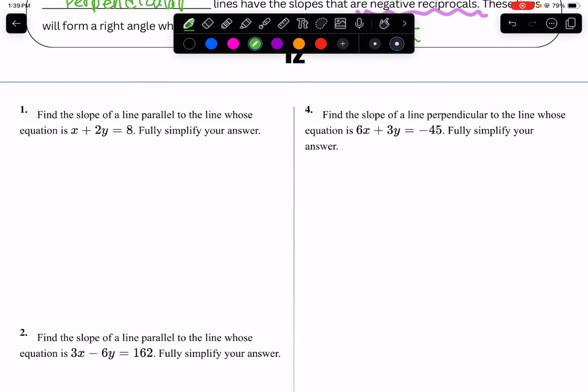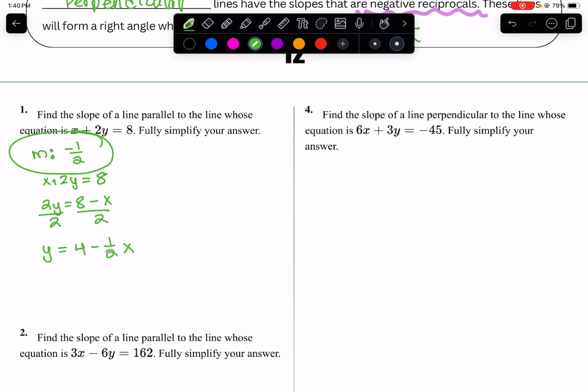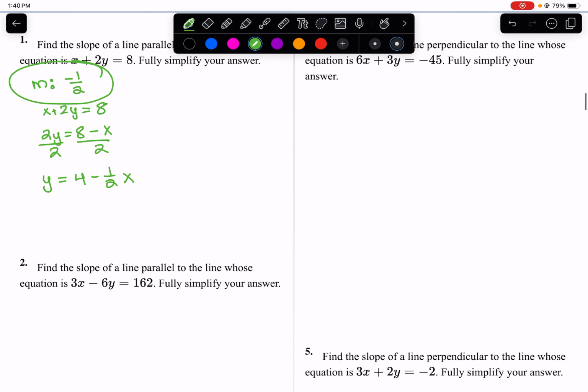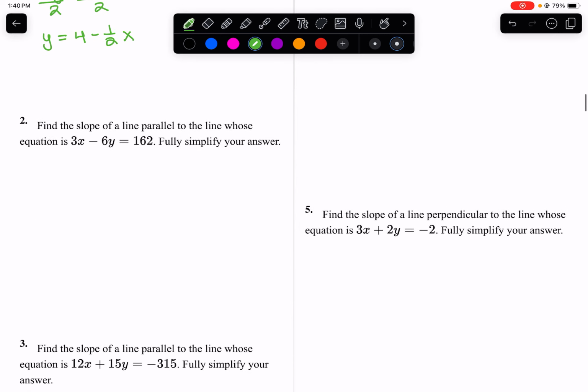So if I ask you to find the slope of a line parallel to the line whose equation is x plus 2y equals 8, you just need to know what the original slope is, and that is going to be your answer. So here, the first thing I need to do is put it in slope-intercept form. So I subtracted the x, divide by 2, and so my slope here is -1/2, so I would need a slope of -1/2 in order to have a parallel line. Again, if it's parallel, the slope has to be the same.